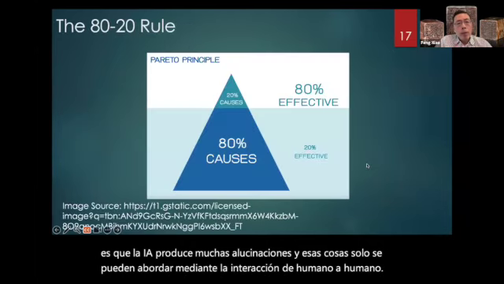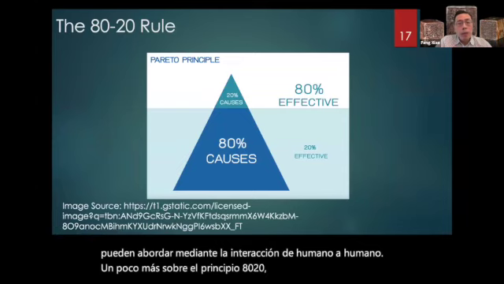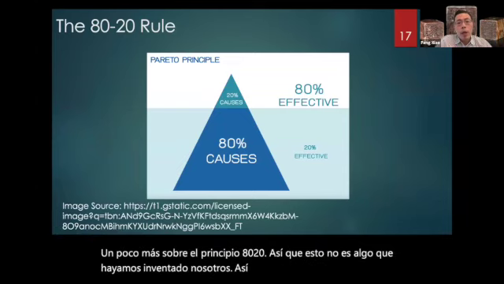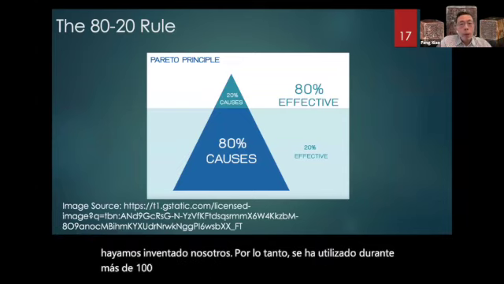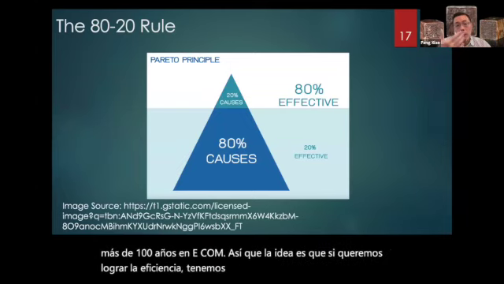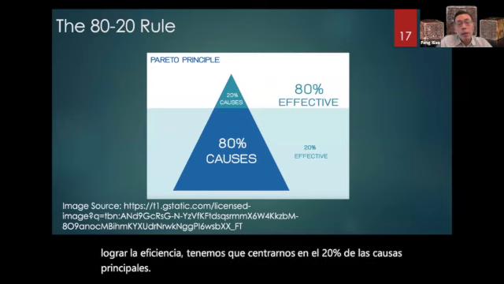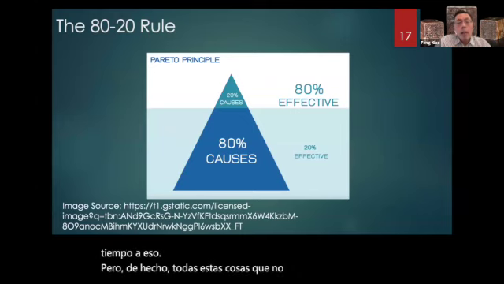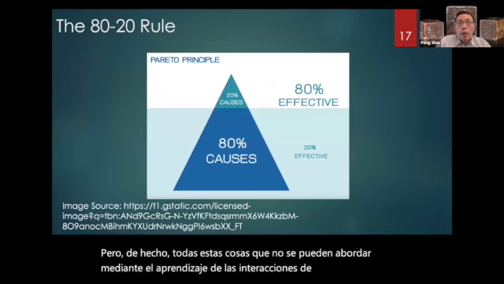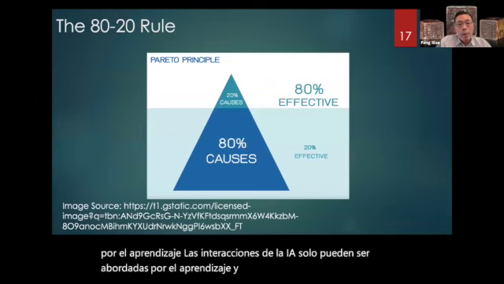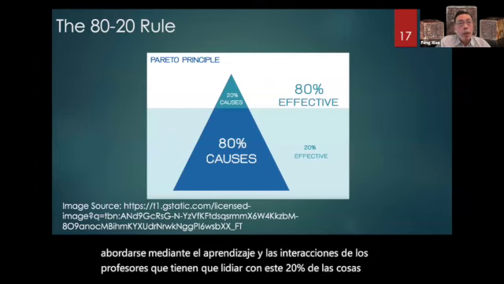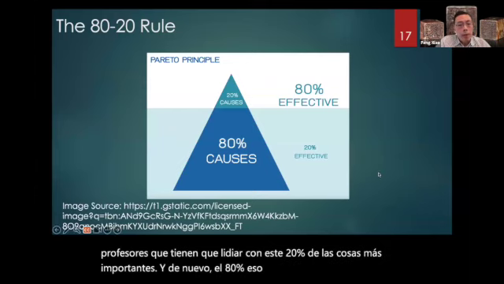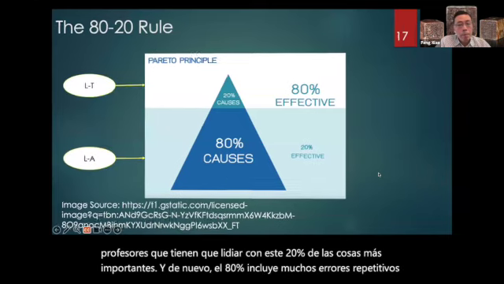A little bit more about the 80-20 principle. This is not something we invented. It has been used for over 100 years in econ. The idea is that if we want to achieve efficiency, we have to focus on the 20% of the major causes. It doesn't mean that we only spend 20% of our time on that. But in fact, all these things that cannot be addressed by learner and AI interactions can only be addressed by learner and teacher interactions that have to deal with these 20% most important things. And again, the 80% includes a lot of repetitive mistakes and other things.